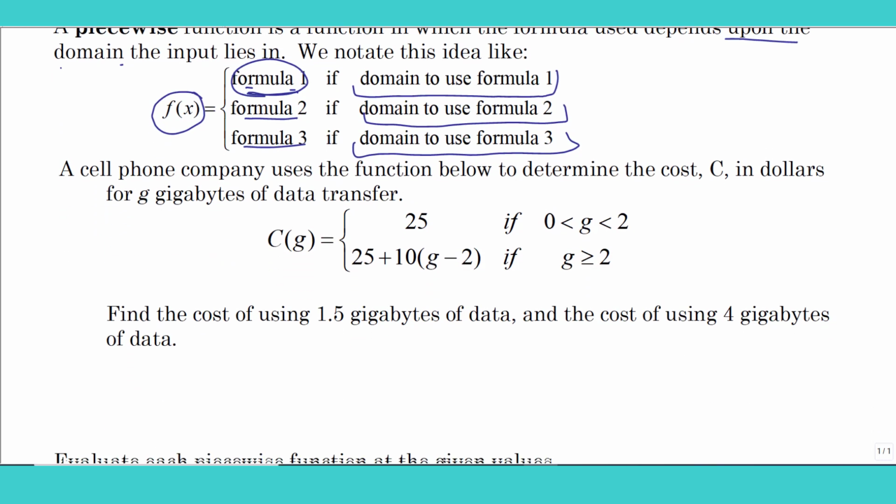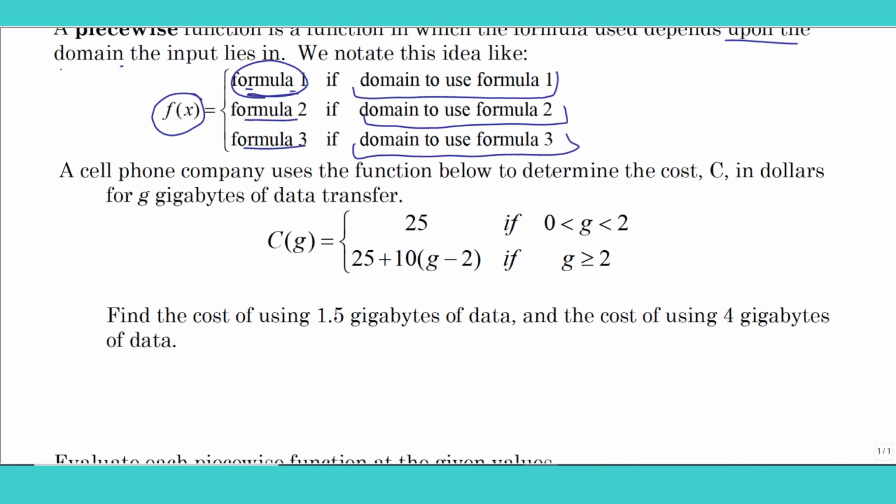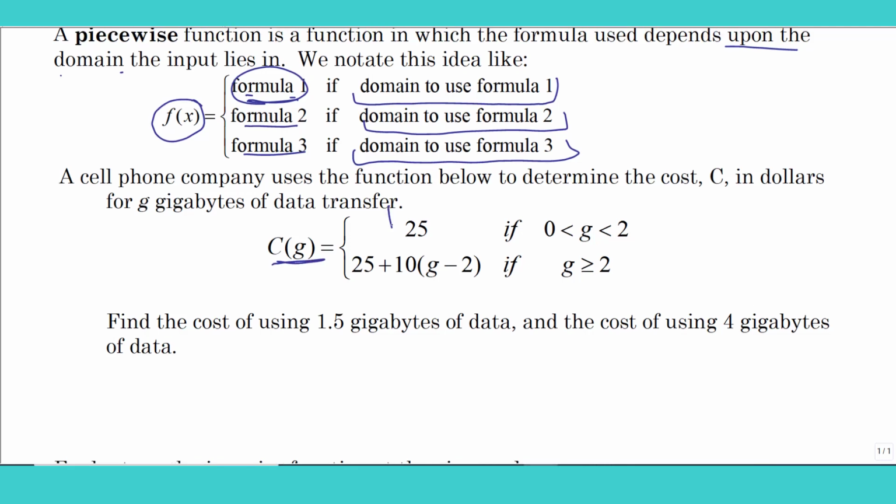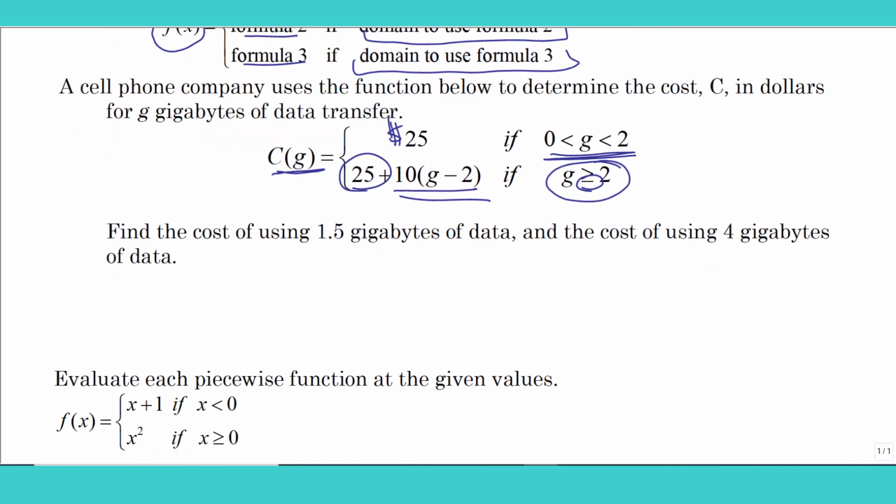A great example is how cell phone companies and other companies sometimes charge for different things. For example, a cell phone company uses the function below to determine the cost, C, in dollars for G gigabytes of data transfer. So our cost is going to be $25 if the amount of gigabytes we use is between 0 and 2. But once we go greater than or equal to 2, then we're going to have $25 plus a different amount. So let's see how we could use it.